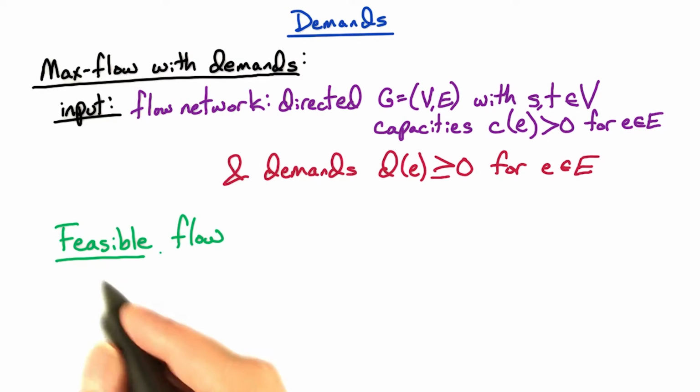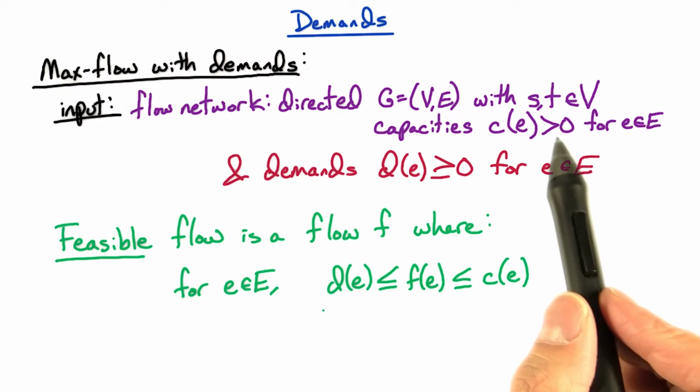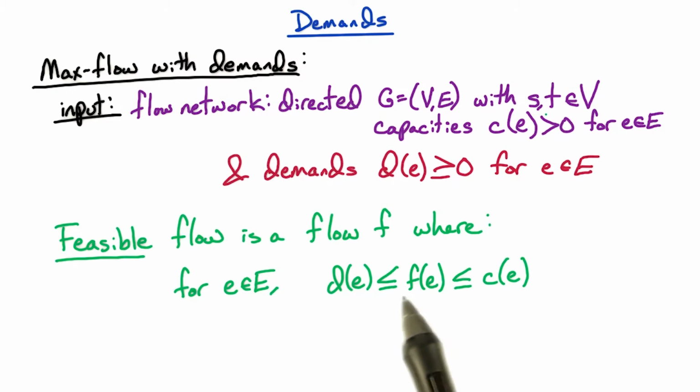What exactly do we mean by feasible flow? A feasible flow is a valid flow as before, so along every edge, the flow is at most the capacity, but then we have the additional constraint that the flow must be at least the demand along that edge. And of course the other constraints still hold as before. So for every internal vertex, so for every vertex except for S and T, we want the flow in to equal the flow out. So we're looking for a valid flow as before with the additional constraint that the flow along every edge is at least the demand along that edge.